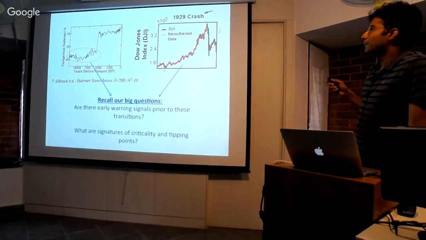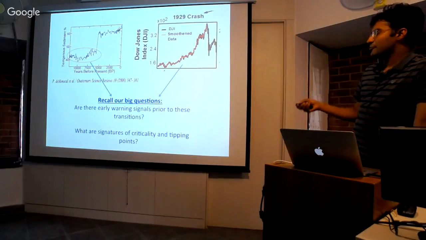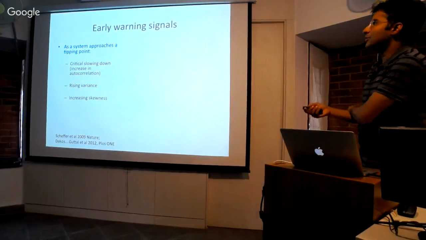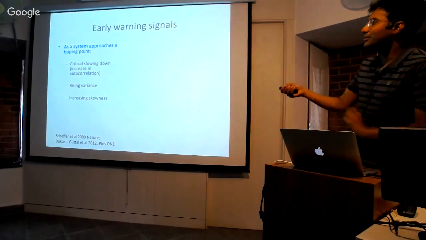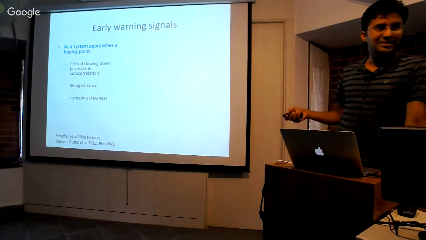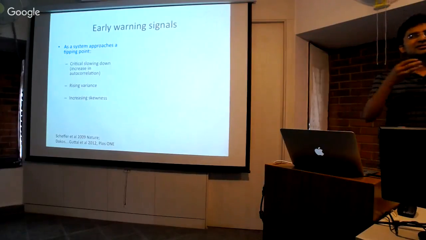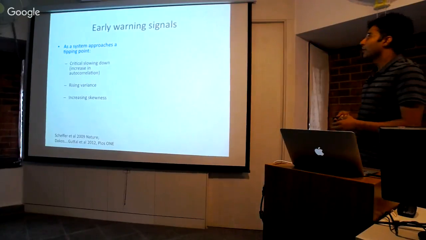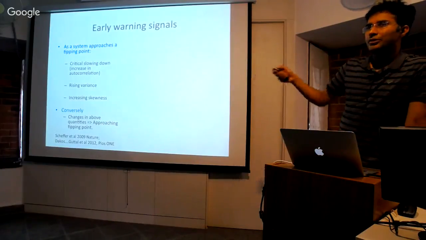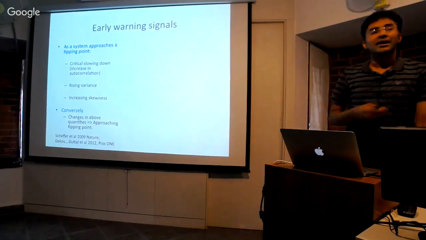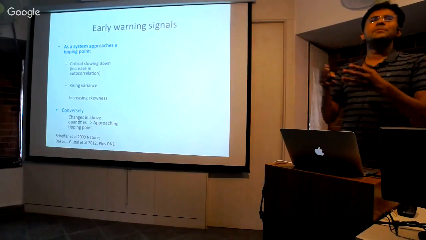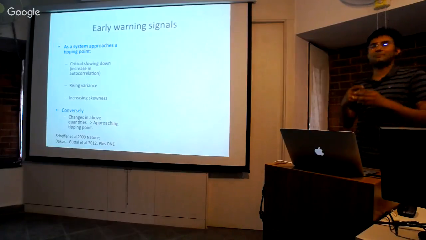So based on this, returning to the same question, are there early warning signals prior to these transitions? We proposed these ideas: as a system approaches a critical point, we observe critical slowing down, we observe rising variability in the ecosystem state, and we also observe increasing skewness in the distribution of the state variable. Conversely, changes in these quantities can be used as signatures of proximity to a tipping point, or signatures of approaching a tipping point.